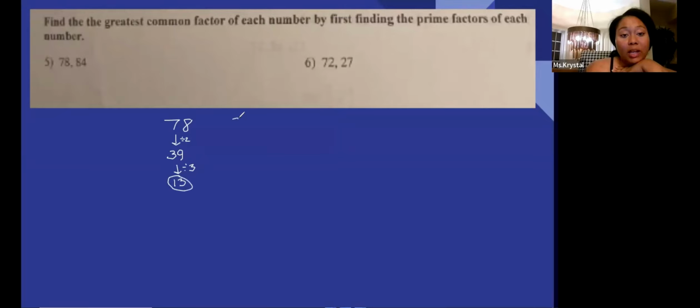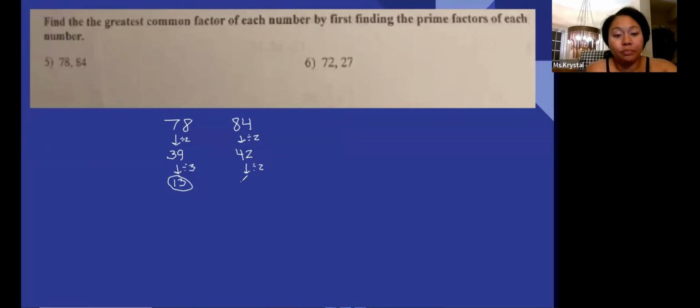So the next number is 84, and we're going to do the same thing. Because this is an even number, I'm going to start by cutting it in half. Half of 8 is 4, half of 4 is 2, so 42. 42 again is an even number. It's divisible by 2, so I'm going to divide that by 2. Half of 4 is 2. Half of 2 is 1. 21. I don't know why I was writing 40.